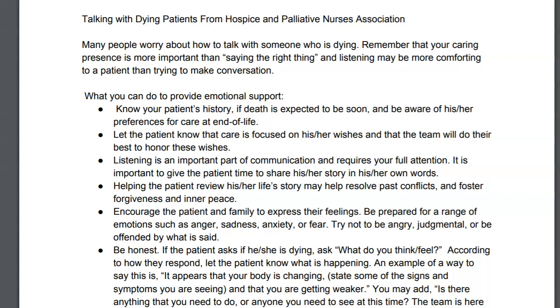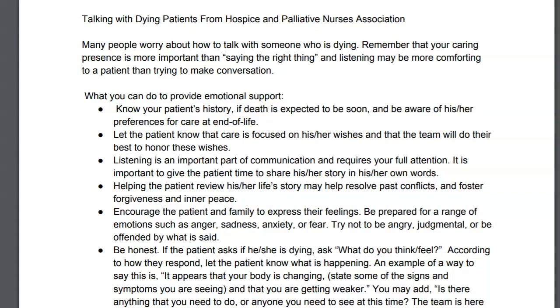What you can do to provide emotional support: know your patient's history, if death is expected to be soon, and be aware of his or her preferences for care at the end of life. Let the patient know that care is focused on his or her wishes, and the team will do their best to honor the wishes. Listening is an important part of communication and requires your full attention. It is important to give the patient time to share his or her story. Helping the patient review his or her life story may help resolve past conflicts and foster forgiveness and inner peace.